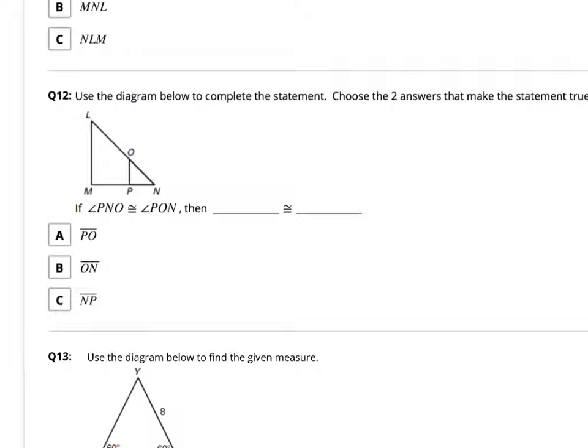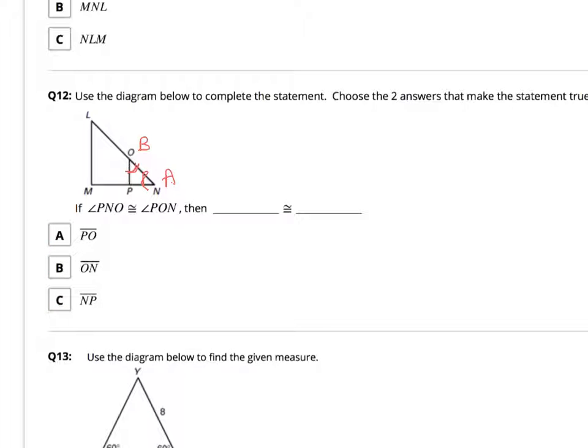Question 12, just like 11, we've got to figure out what we've got to put in here to make this true. Now this one's a little different. They're telling us that PNO, this little angle right here, and we'll call that angle A, is congruent with PON, which is this guy right here. We'll call that angle B. Okay, so if those 2 angles are equal, which segments are equal to each other? Which sides? Okay, so you've got PO, ON, or NP.